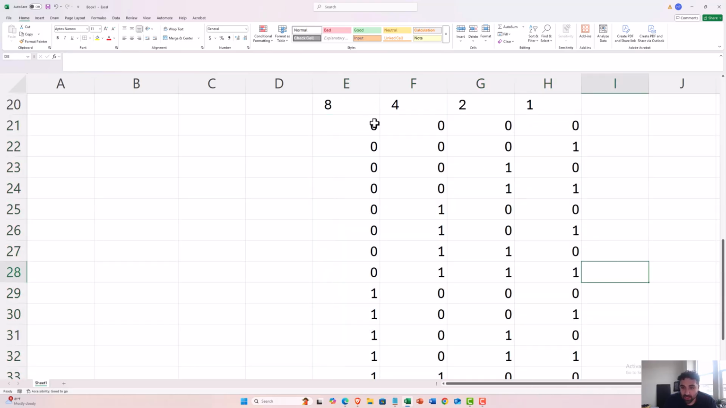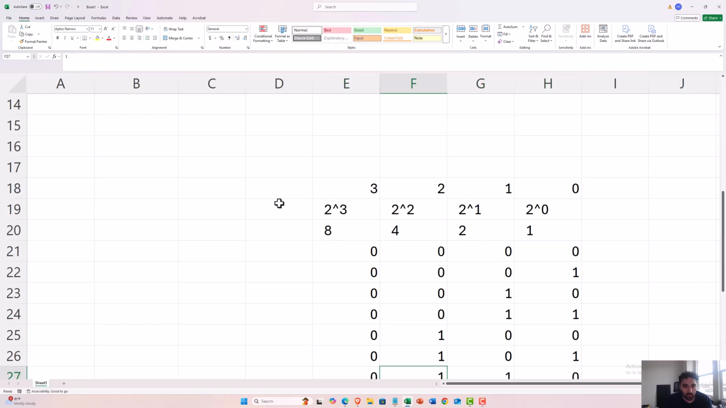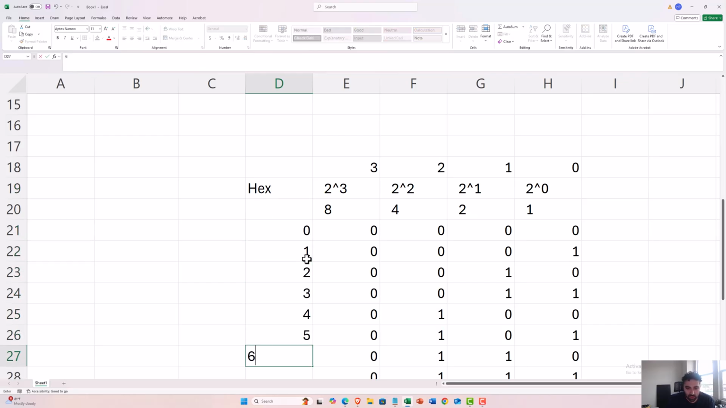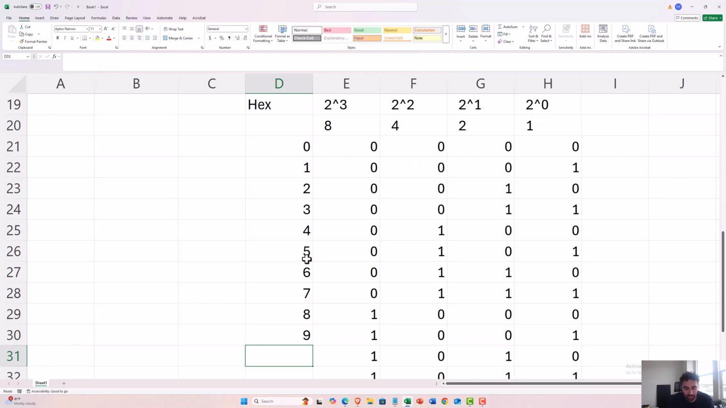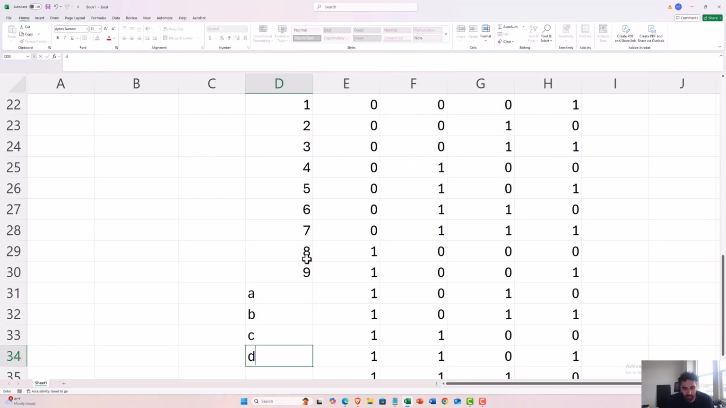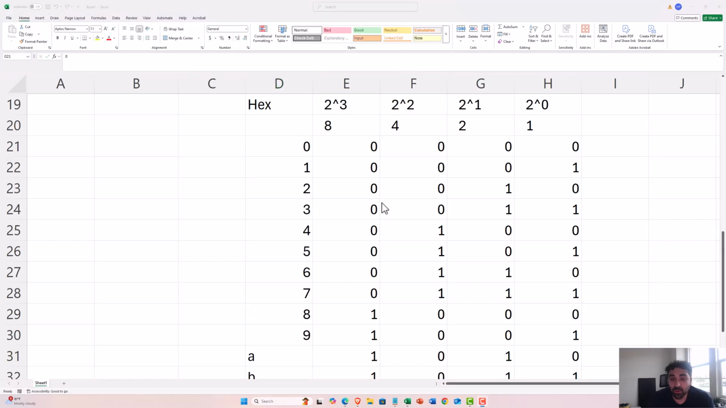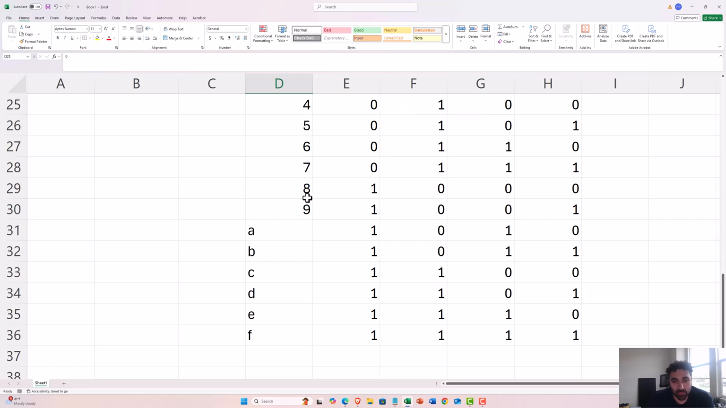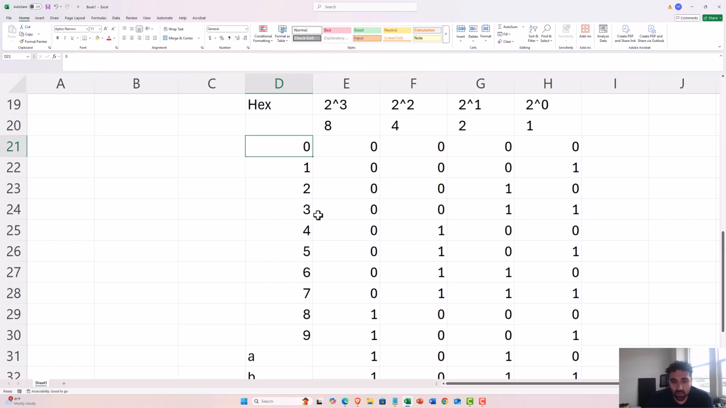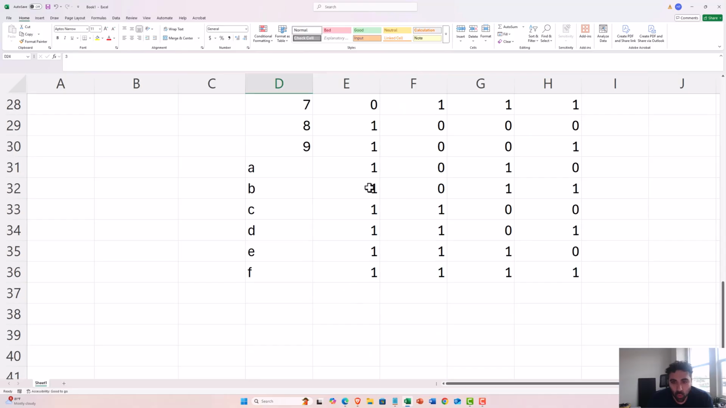All right. Now each of these combinations will represent a different hexadecimal character. The hexadecimal characters are 0, 1, 2, 3, 4, 5, 6, 7, 8, 9, A, B, C, D, E, F. Each of these permutations equals a hexadecimal value, right? 0011 equals 3. 1011 equals the letter B.